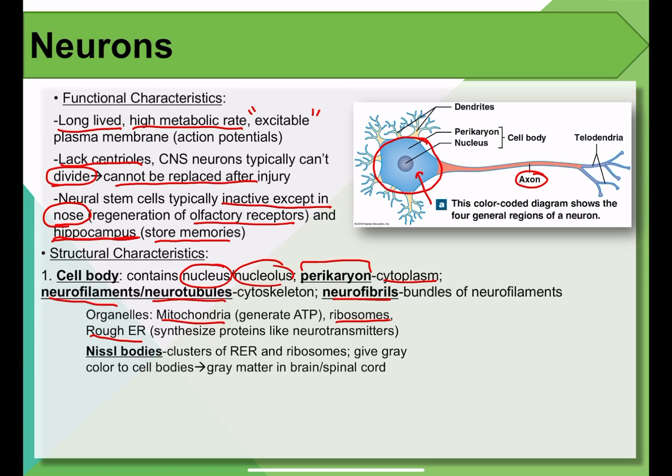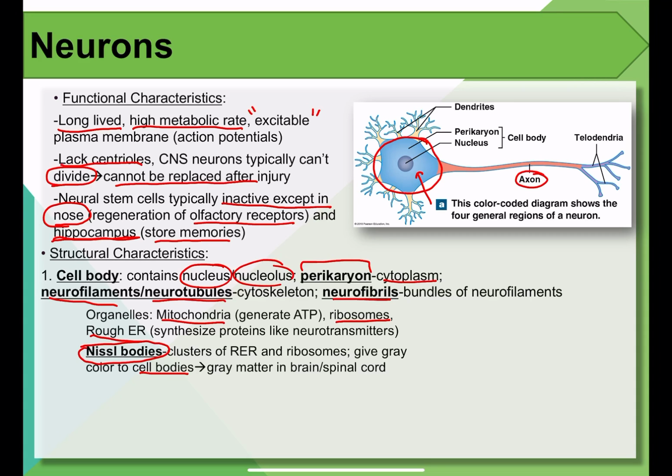And because it's a neuron, it's something special, so they group the rough ER and the ribosomes together, and they call it Nissl bodies for the neuron. So clusters of rough ER and ribosomes together are called bodies. And why they give them special names is because these things are what give that gray color to the cell bodies of the neuron. So I'll get to the part in the lecture where I talk about gray matter versus white matter. I'm sure you've heard of it in the brain and spinal cord as well.